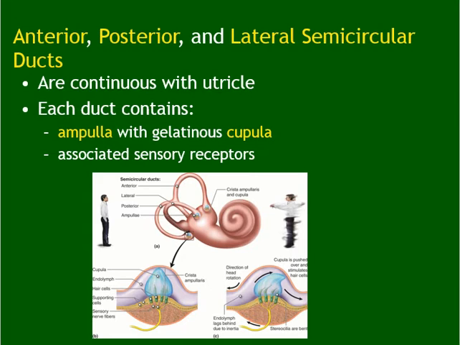At the base of each one of these semicircular canals, there is an ampulla that contains the cupula, and the cupula is gelatinous material at the ampulla. An ampulla means wide part of the tube. So the base of each one of these tubes will contain the ampulla, and the ampulla contains the cupula, which contains the receptors at the base of each one of those.